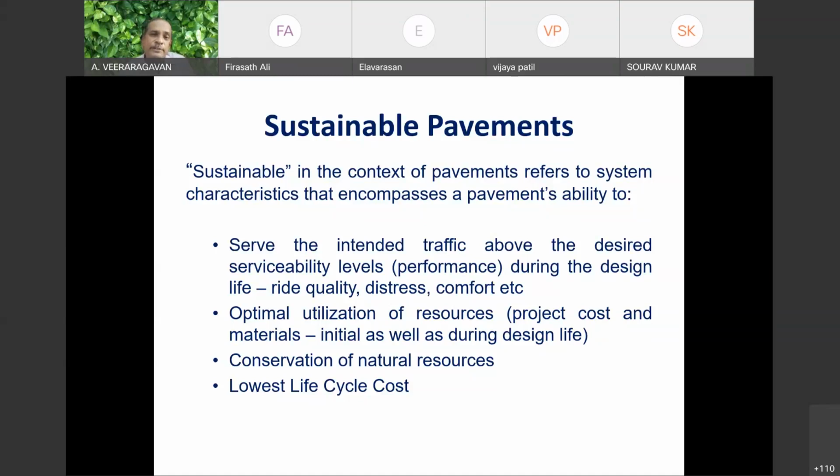When the government wants to do sustainable pavement design and construction, and materials are not available, how to do that? That is where the researchers should come out with findings on optimal utilization of resources. Number one, it reduces the aggregate consumption. Number two, it reduces the project cost. When you use a locally available material, you can definitely reduce the project cost.